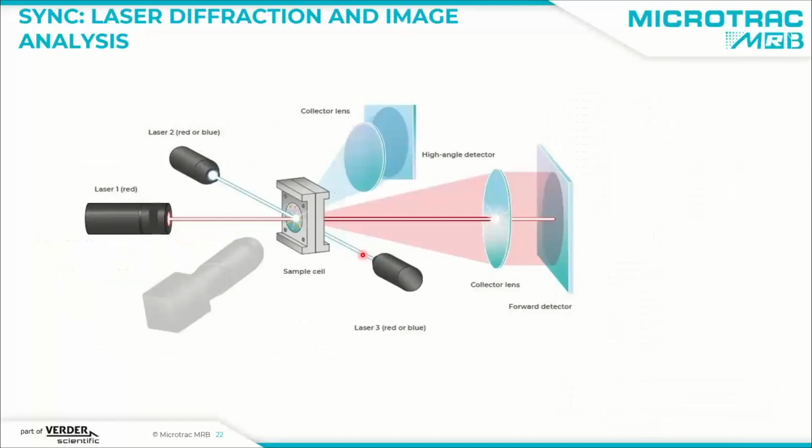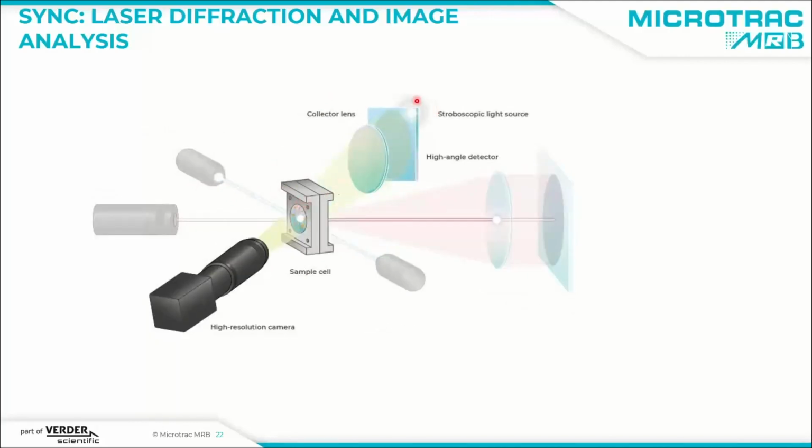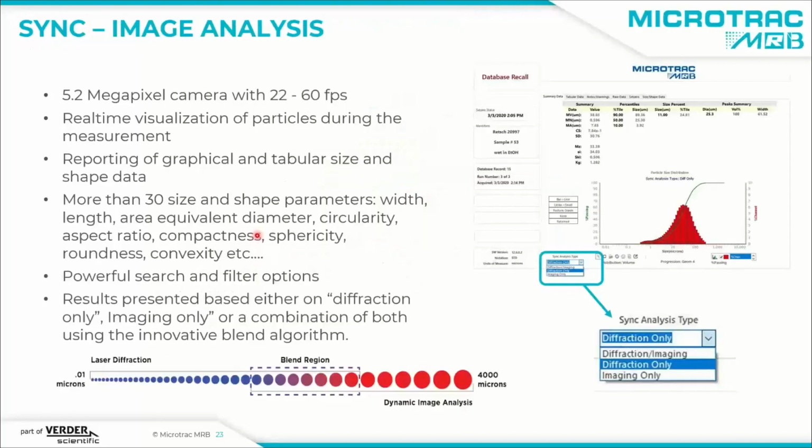understanding of our sample. So once again, this is the laser setup, laser 1, 2, 3, red or blue, on-axis detector, off-axis detector, very schematic. Here's our sample cell. And now the Zinc also has the stroboscopic light source and a camera that acquires particle images. The camera that we use has 5.2 megapixels and it works with 22 to 60 frames per second. This can be selected by the operator. If you want to focus very much on the image analysis, you can use this enhanced imaging at 60 frames per second.